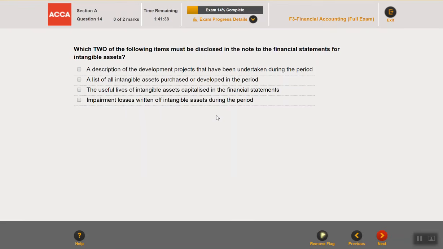Which of the following items must be disclosed in notes to financial statements for intangible assets? A description of the development projects that have been undertaken during the period, a list of all intangible assets purchased or developed in the period, the useful life of the intangible asset capitalized in financial statements, impairment losses written off intangible asset during the period. Option D, impairment losses and the useful life of intangible assets must be disclosed.